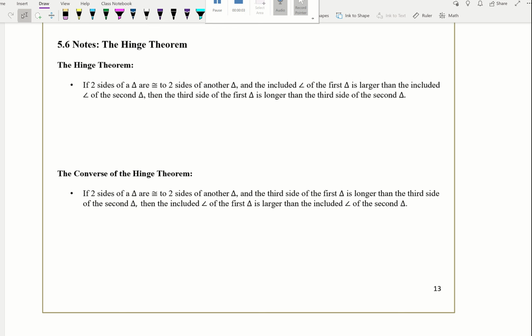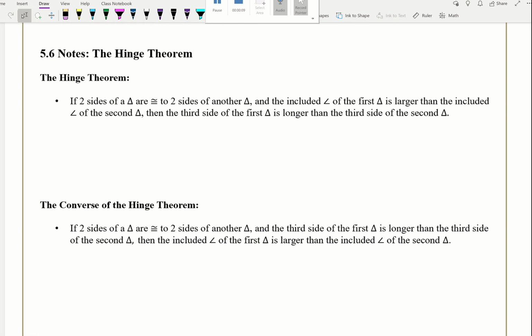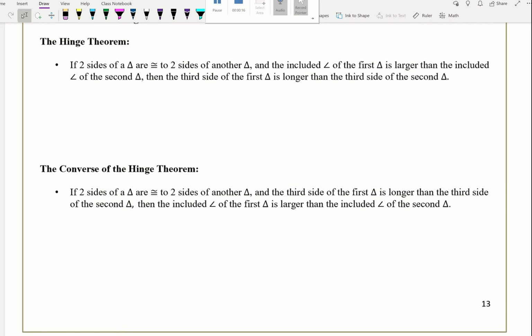Okay, this is the formal geometry lesson at Damani Ranch High School for chapter 5.6, which is based on this idea called the Hinge Theorem. So first of all, let's go ahead and define what the Hinge Theorem is.